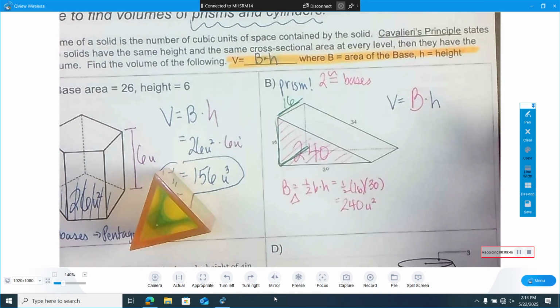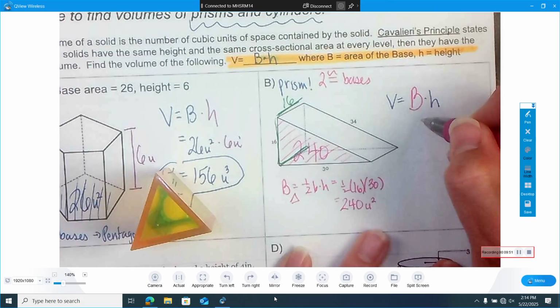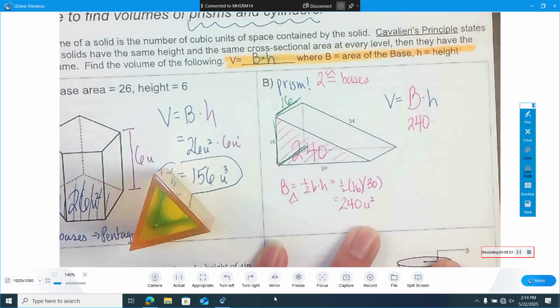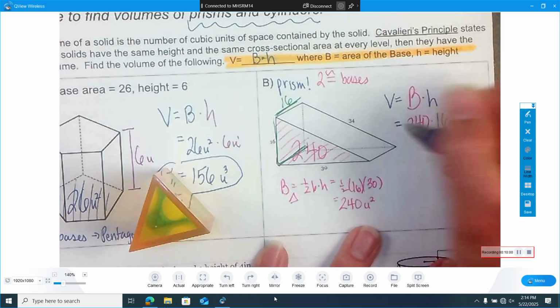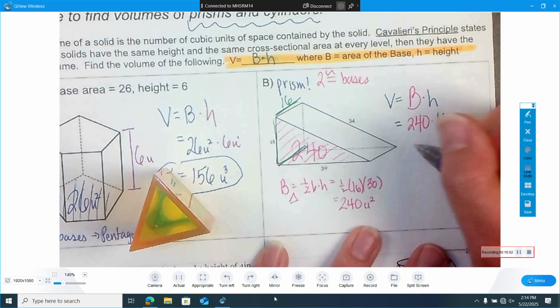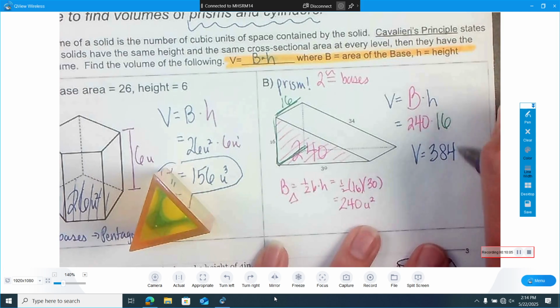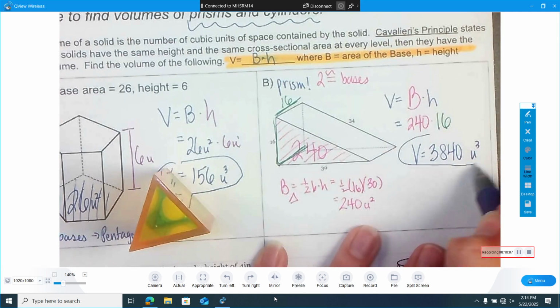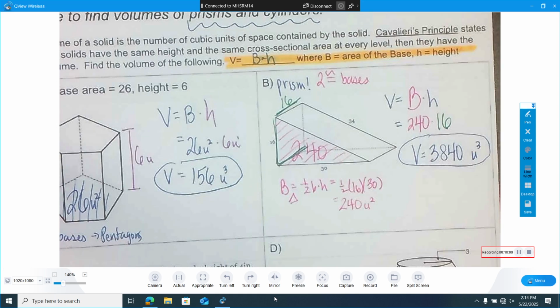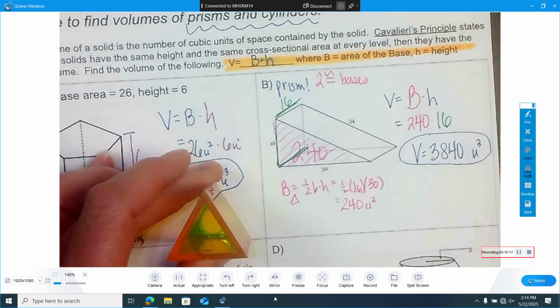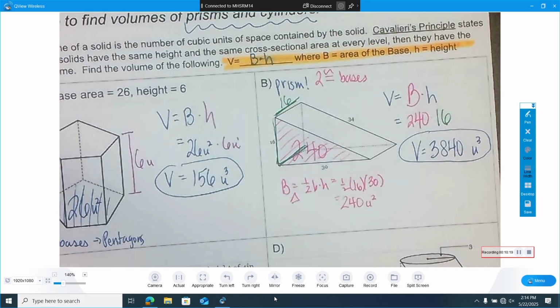It's 16. All right, so to find our volume here, it is going to be 240 units squared times our height of 16. And 240 times 16 is 3840 units cubed. So that one I think is the hardest one. You really have to flip it up in your head and imagine that it's actually sitting on its base like we expect it to be.